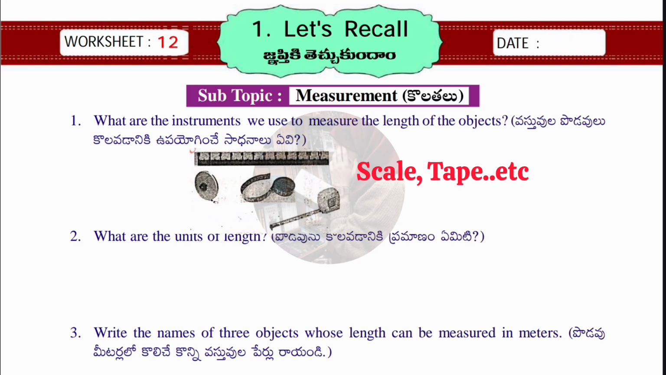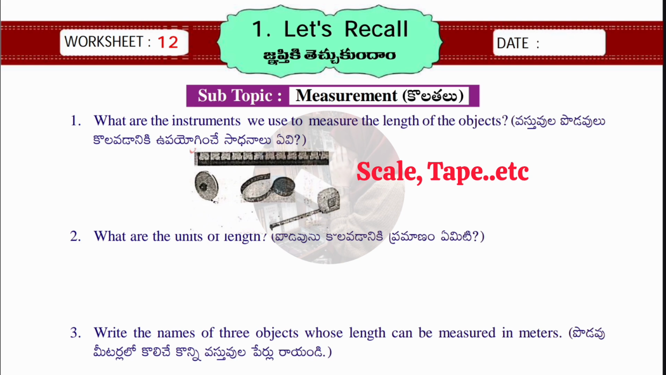Now we'll move to the next worksheet, that is worksheet number 12. Here the subtopic is measurement. Let's see the first question. What are the instruments we use to measure the length of an object? Of course, we use a scale, right? Or else a tape. Here I am drawing the figures. You just draw them and name them as scale or tape or whatever it may be.